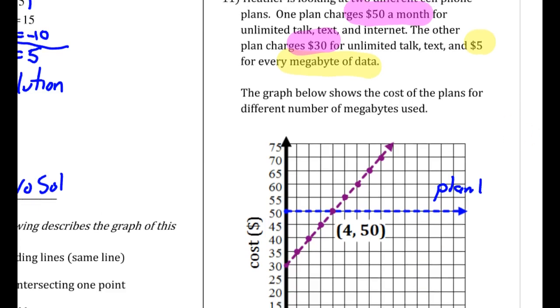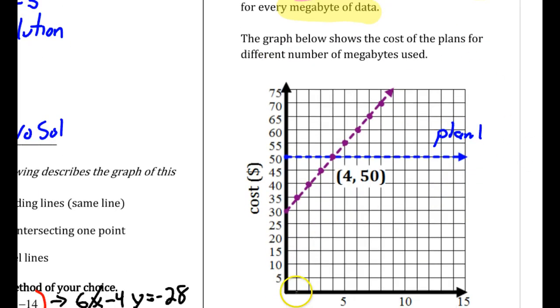Whereas over here, I use a second plan. I only use, let's say, 2 megabytes. It's $40. So it's cheaper for this company to only use 2, because this plan 1 charges 50. Even if I only use 2, it still charges 50. So you can see from here to here, this plan 2 here is cheaper. But then afterwards, anything after 4, plan 1 is cheaper. And you can tell by whatever line is below.